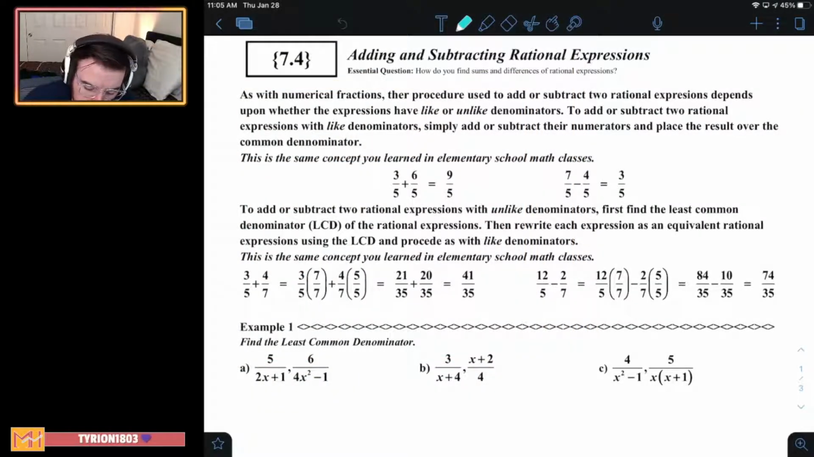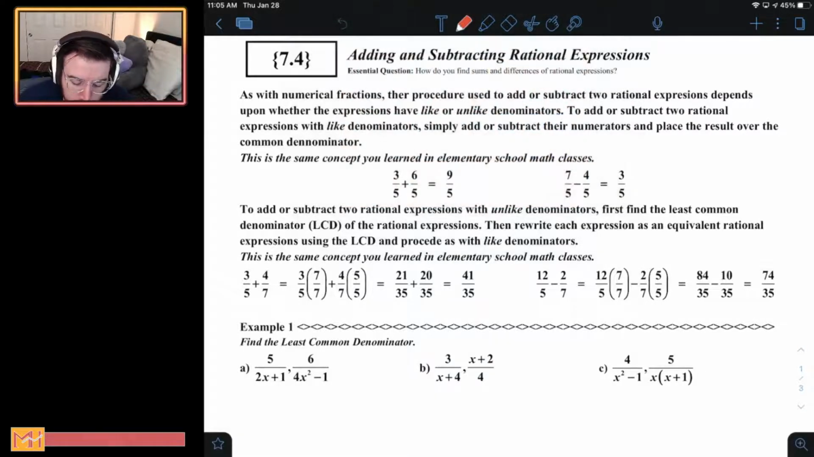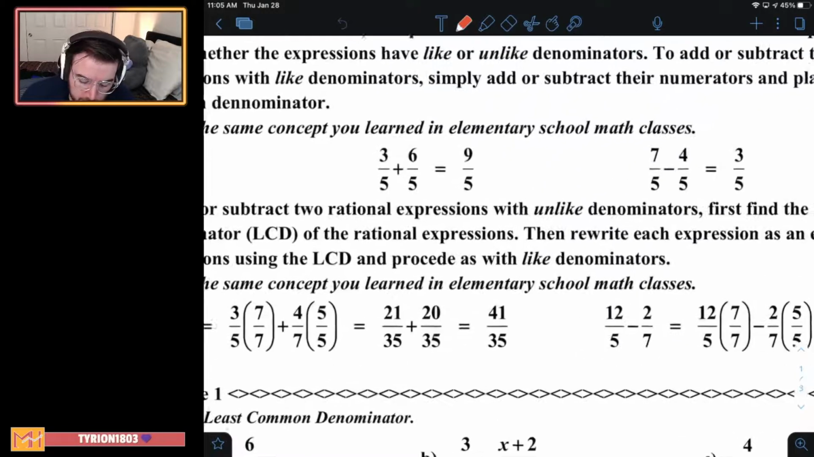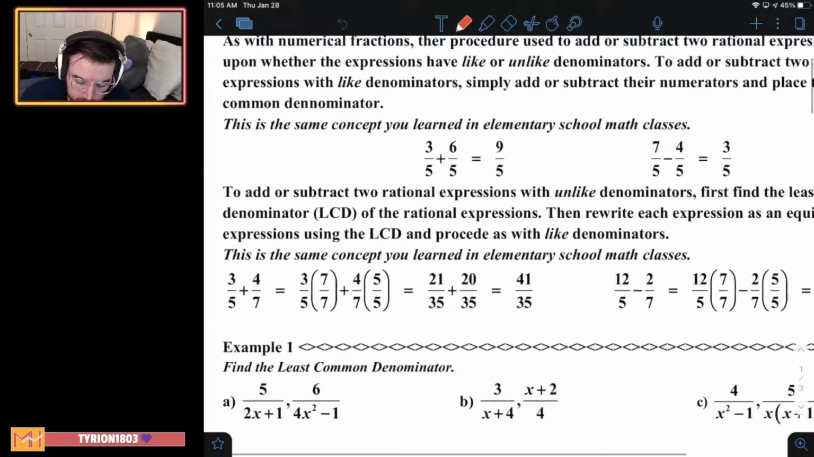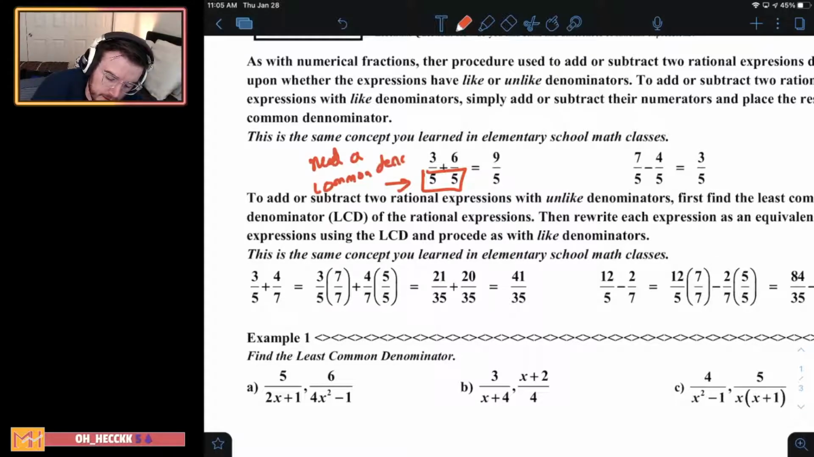So, last video, we were multiplying and dividing rational expressions. Now we are adding and subtracting rational expressions. At their core, a rational expression is a fraction, okay? And how do we add fractions together? Well, the main thing that we learned in good old elementary school when learning fractions is that we need a common denominator. We must get a common denominator, all right? So we can add these together.